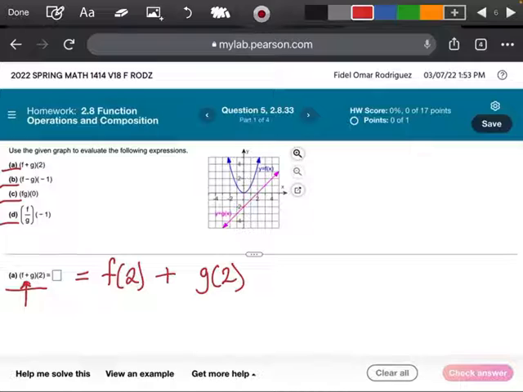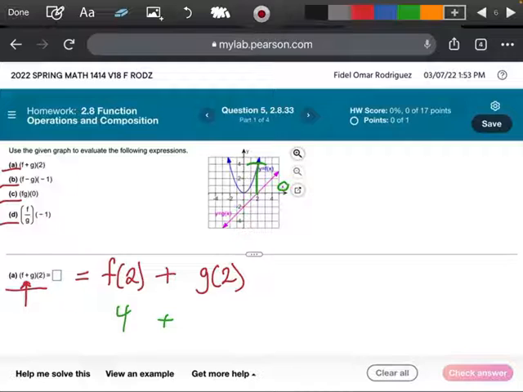Now remember what f of 2 means. F of 2 means we're going to go to the x-axis when x is equal to 2, and we want to hit the f function. Okay, so here's x equals 2. I want to hit the f function. The f function is the blue one, y'all. So if I actually go up, I hit it, and that value ends up being 4.